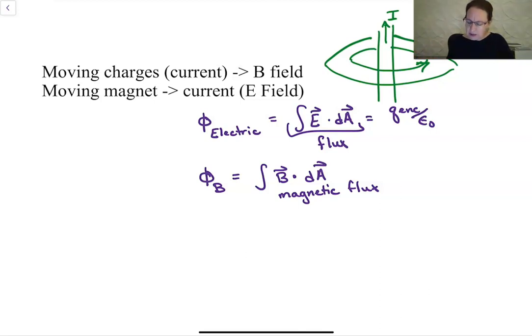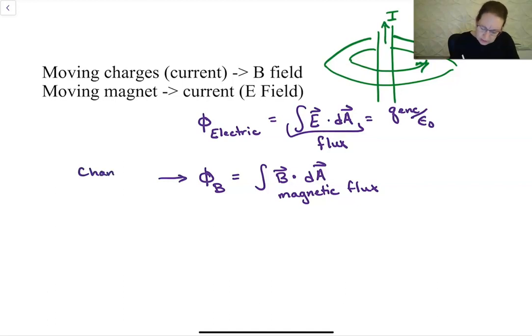So this is looking at what happens with a magnetic flux. And in particular, it's not so much a moving magnet as a changing magnetic flux that creates our electric field and our current. So we write the equation. This is Faraday's law.